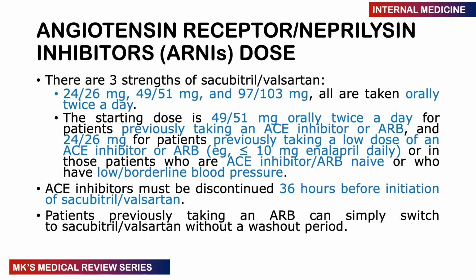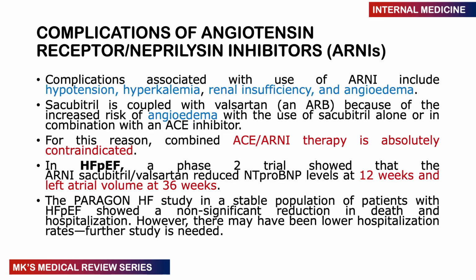Remember, if they were taking ACE inhibitors, you want to stop them and wait for 36 hours before starting the sacubitril and valsartan. But if they were taking an ARB, you don't need to wait for this washout period. You can just simply switch them. The complications associated with this are the risk of hypotension, hyperkalemia, renal insufficiency, and angioedema. And remember, the risk was less when we combined sacubitril with valsartan, but with the other groups of drugs, there is significant risk, which is why you cannot give this drug together with ACE inhibitors.